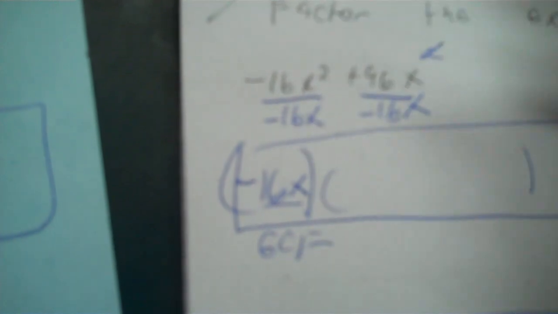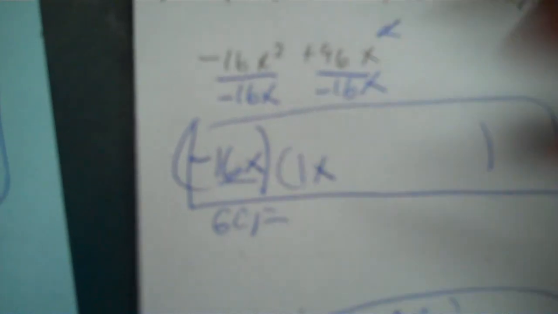So negative 16 divided by negative 16 is 1. Then x squared divided by x, just x remainder. 96 divided by negative 16 is negative 6. Then x divided by itself just gets a wipeout. So you bring over your negative 16x. That's part of our answer. Then we cross this out and this out.